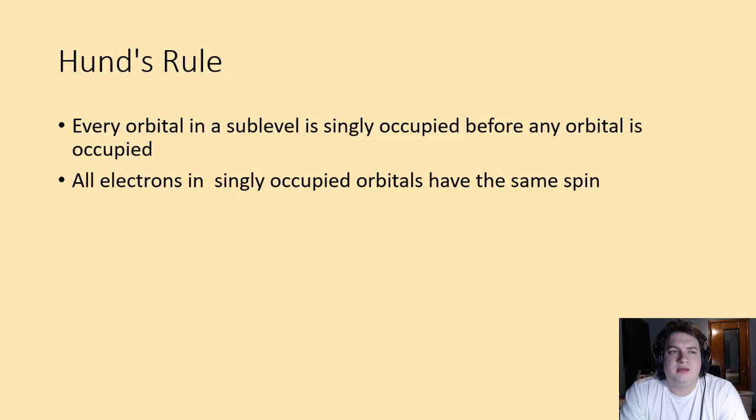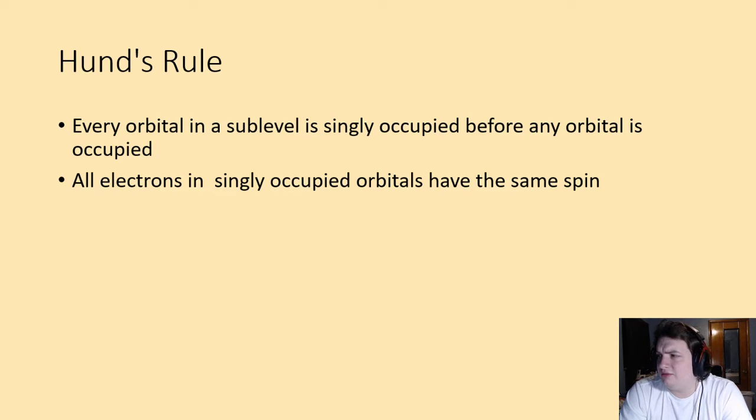And our last rule is Hund's rule. Hund's rule states every orbital in a sublevel is singly occupied before any orbital is doubly occupied, and all electrons in singly occupied orbitals have the same spin. So what this means is if I'm looking at my sublevel of p orbitals, I have to fill each p orbital in that sublevel with one electron, and each electron in each of those orbitals has to have the same spin. Either they all have to be up spin or they all have to be down spin before I can fill in a second electron in one of those orbitals.